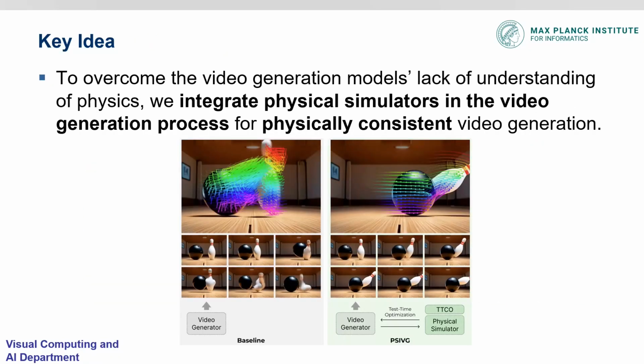Our key idea is simple. Instead of asking a video generator to invent physically correct motion on its own, we insert a physical simulator into the loop. The simulator provides trajectories that better reflect the dynamics of the scene, including the motion, speed, and rotation of objects. And these trajectories are then used to guide video generation. In this way, we combine the visual strength of diffusion models with the reliability of physics-based simulation.